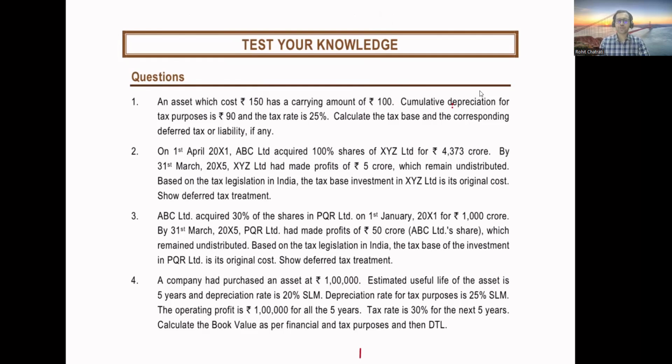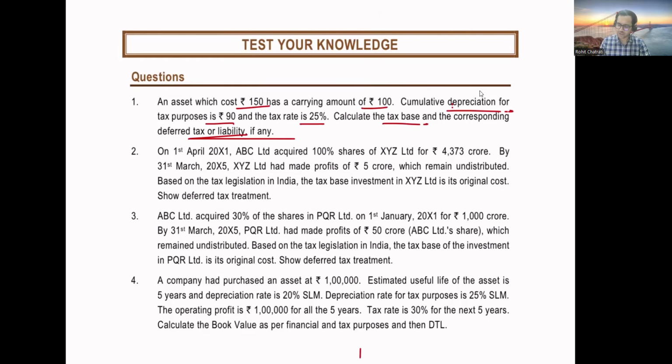Let's now look at test your knowledge question number 1. An asset which cost rupees 150 has a carrying amount of rupees 100. The cumulative depreciation for tax purposes is rupees 90 and the tax rate is 25%. Calculate the tax base and the corresponding deferred tax asset and the deferred tax liability, if any.